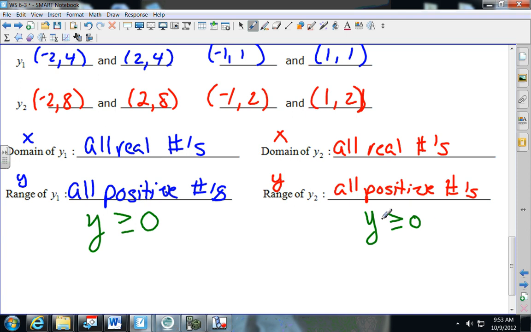What would the range be if the parabola opened downward instead? If the parabola opened downward, it would be less than, okay? Because it opens upward, it's greater than. Maybe on your paper right now you need to make a note that if the parabola opens upward, it is greater than. If the parabola opens downward, it's less than.